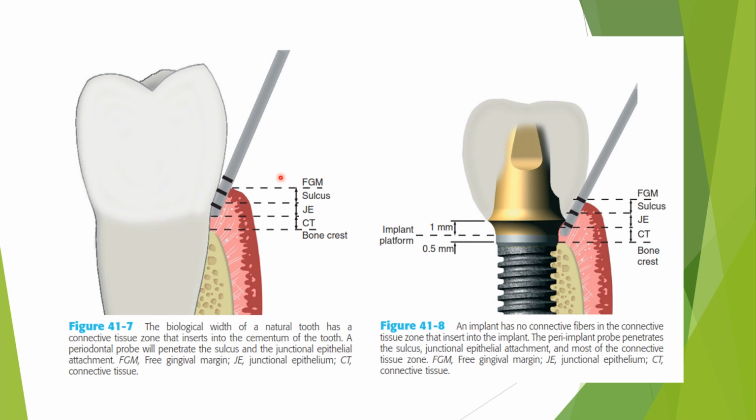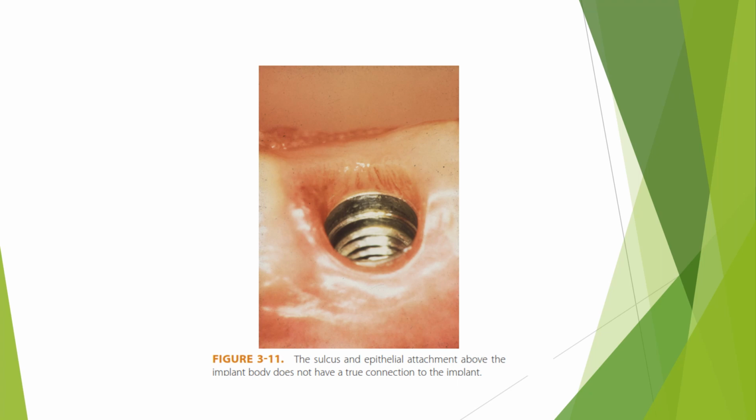And this is the picture showing the biological width of a natural tooth. It has a connective tissue zone. It inserts into the cementum of the tooth. This is the periodontal probe which penetrates the sulcus and junctional epithelial attachment. And here the implant, it has no connective tissue fibers in the connective tissue zone that insert into the implant. Peri-implant probe penetrates the sulcus, junctional epithelial attachment and most of the connective tissue zone. Here the sulcus and the epithelial attachment above the implant body does not have a true connection to the implant.